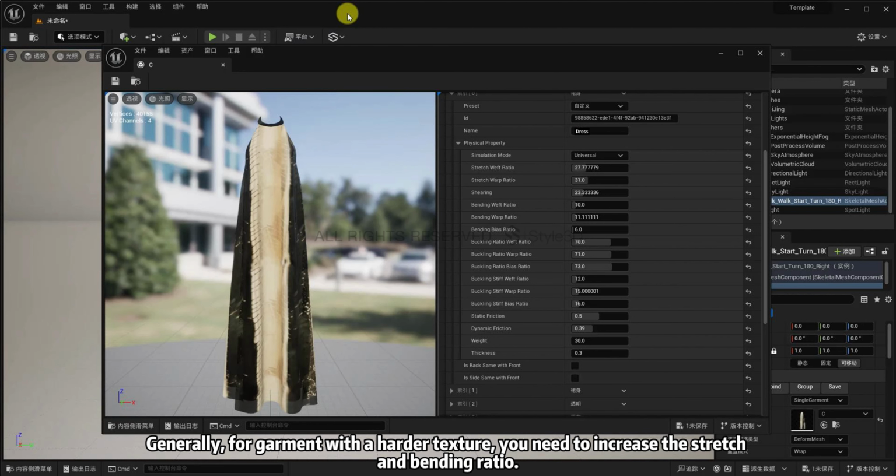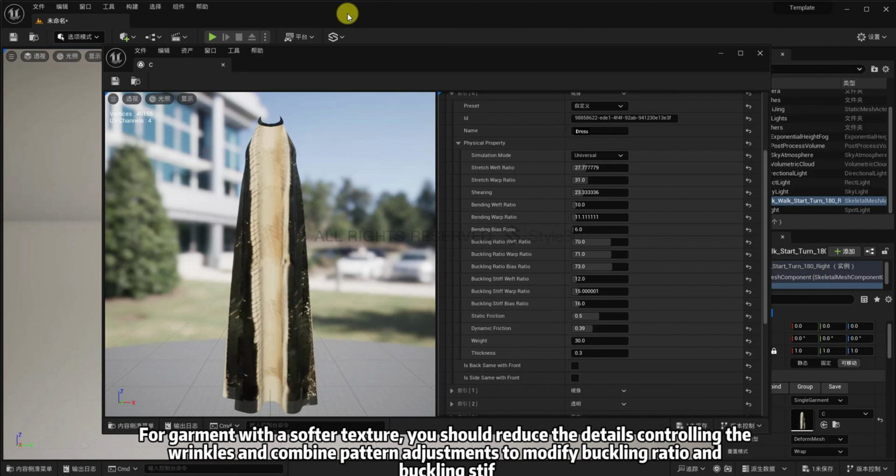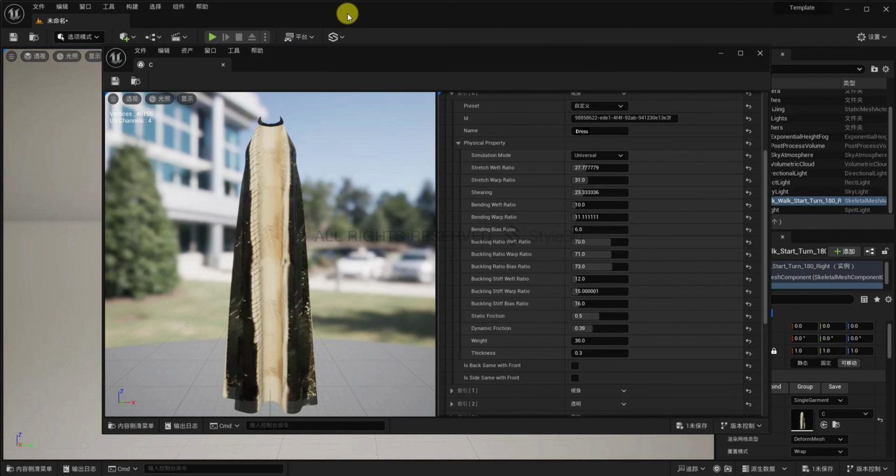Generally, for garment with a harder texture, you need to increase the stretch and bending ratio. For garment with a softer texture, you should reduce the details controlling the wrinkles and combine pattern adjustments to modify buckling ratio and buckling stiff ratio.